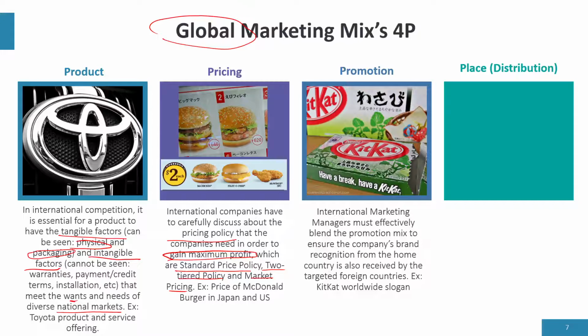A very good example of this is the Kit Kat worldwide slogan. In Japan, they also use the "Have a break, have a Kit Kat" slogan, same as what happened in the U.S.